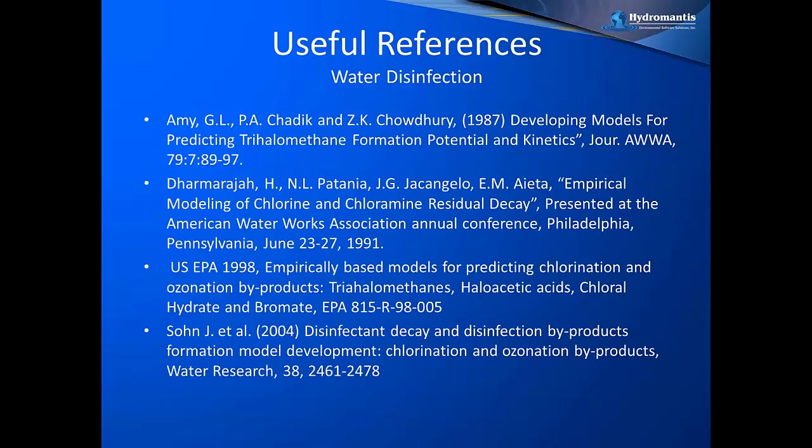Some of the references here we have, like I said, the AMI, this is the most important paper, I think, which has been used as a basis for several of the EPA guidelines, and it was published in 1987. Also, an important paper with respect to chlorination, like Dharamraza, which is based on the chlorine residual decay, and also some of the other studies that have been provided, like US EPA and Son et al.